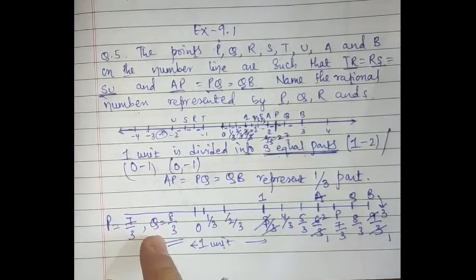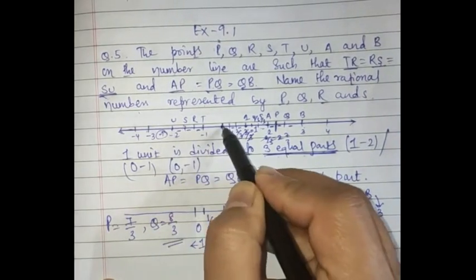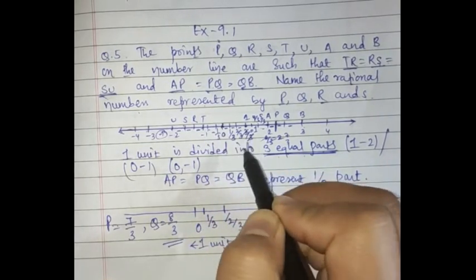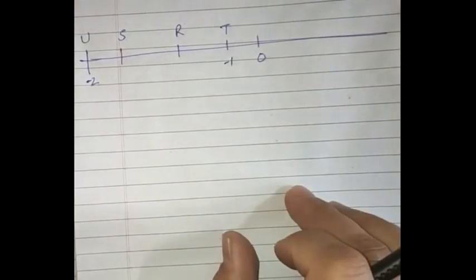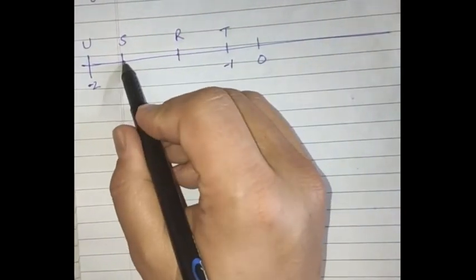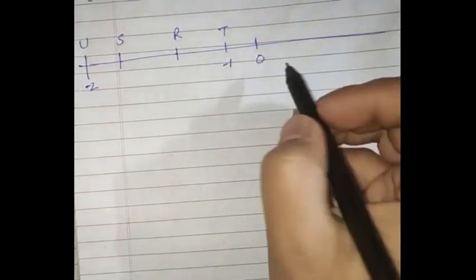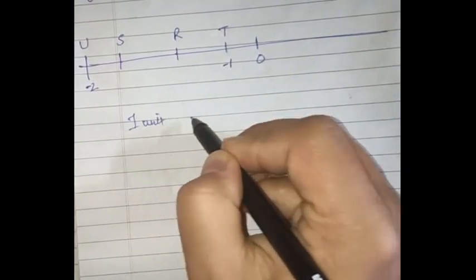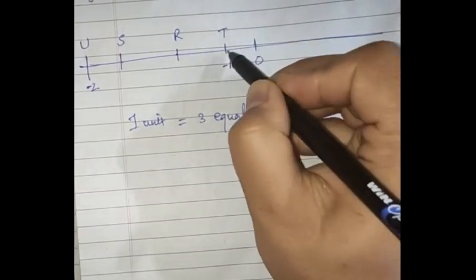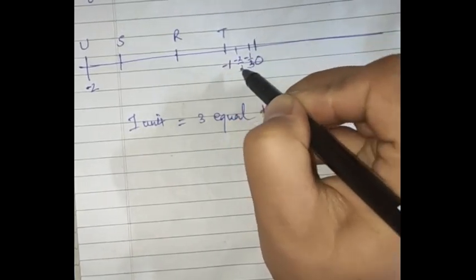So similarly we are going to get the rational numbers for R and S also, because from 0 to minus 1 it is minus 1 by 3, minus 2 by 3, like this we will solve. To make you understand how to find the rational numbers of R and S, I have made a rough diagram here, a rough number line. And similarly we are going to solve for this also. You know that 1 unit was divided into 3 equal parts, right? So from 0 to minus 1 also it should be divided in the form 1 by 3, 2 by 3, and 3 by 3.